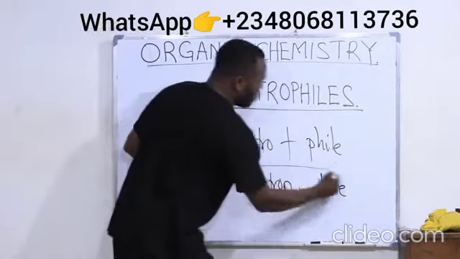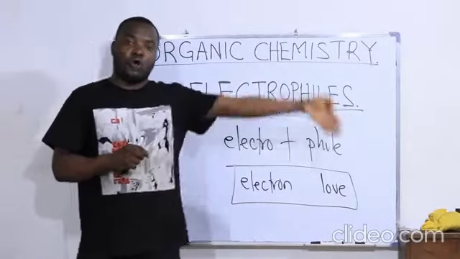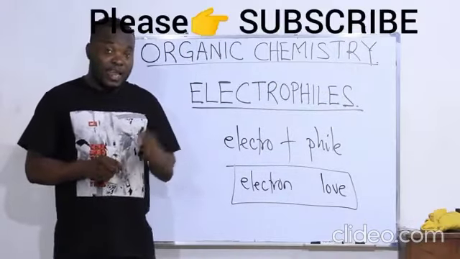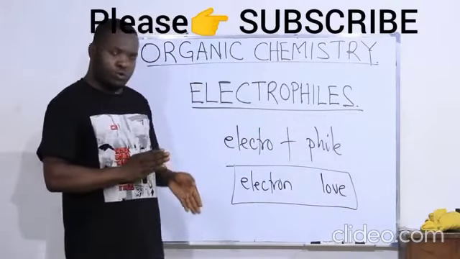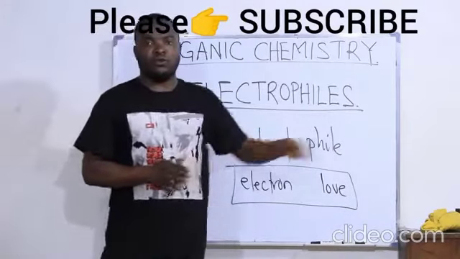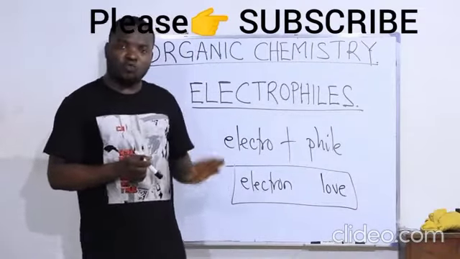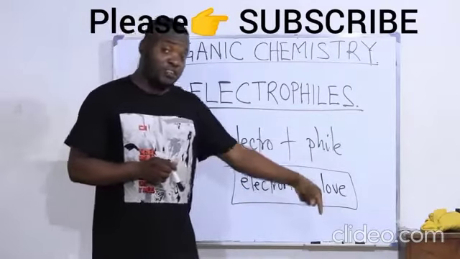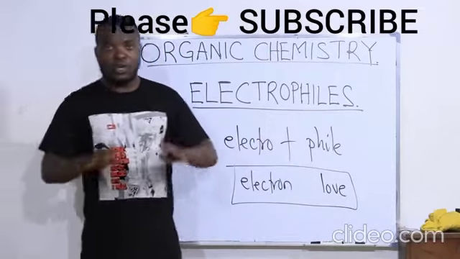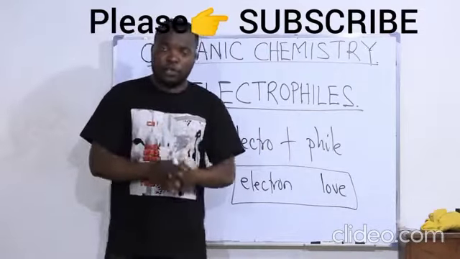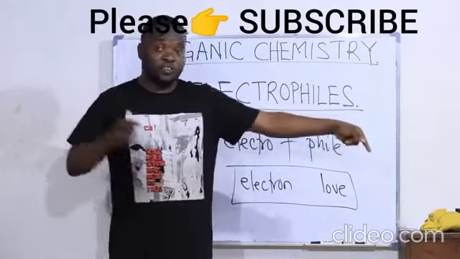That means an electrophile can also be called an electron-loving substance. Now, what can make you love electrons? Electron is negatively charged. A substance that will be in love with a negative charge should be a positive charge. Remember the law of nature, opposite charges attract. So for you to be in love with electron, which is a negative charge, it means you are a positive charge.